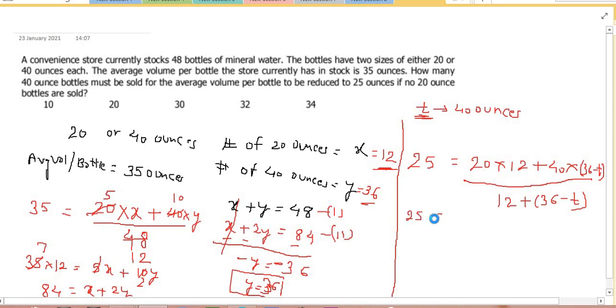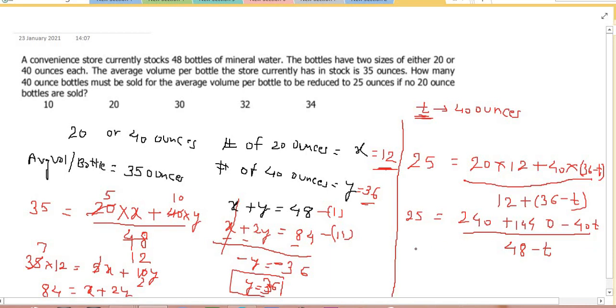So 25 is equal to 20 into 12 is 240 plus 40 into 36 is going to be 1440, minus 40t. See guys, you need to work on your calculation. At least 40 into 36 or 20 into 12, you shouldn't be taking much time. This is something you can easily learn, and if you find it difficult, then practice. Now 12 plus 36 is going to be 48 minus t, of course, because we are actually reducing the total number by t here.